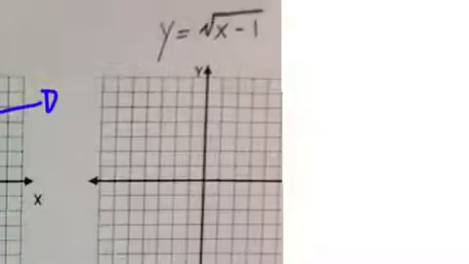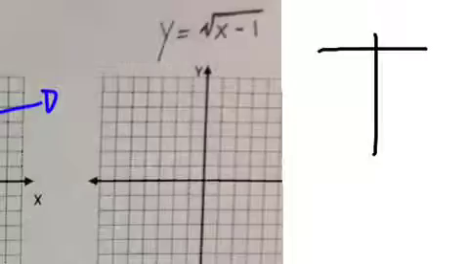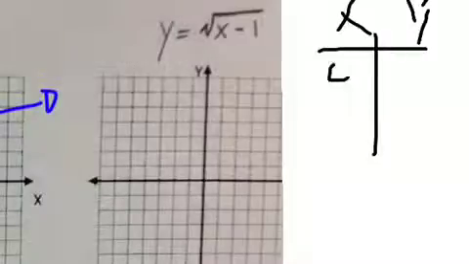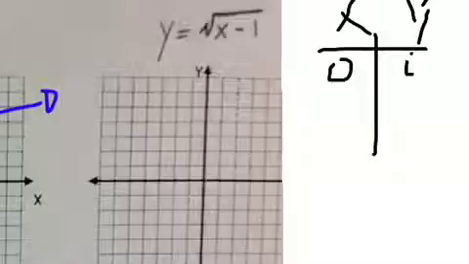Well, that doesn't work for graphing the radical, right? When x is 0, y is going to be the square root of -1. Well, we can't graph that.